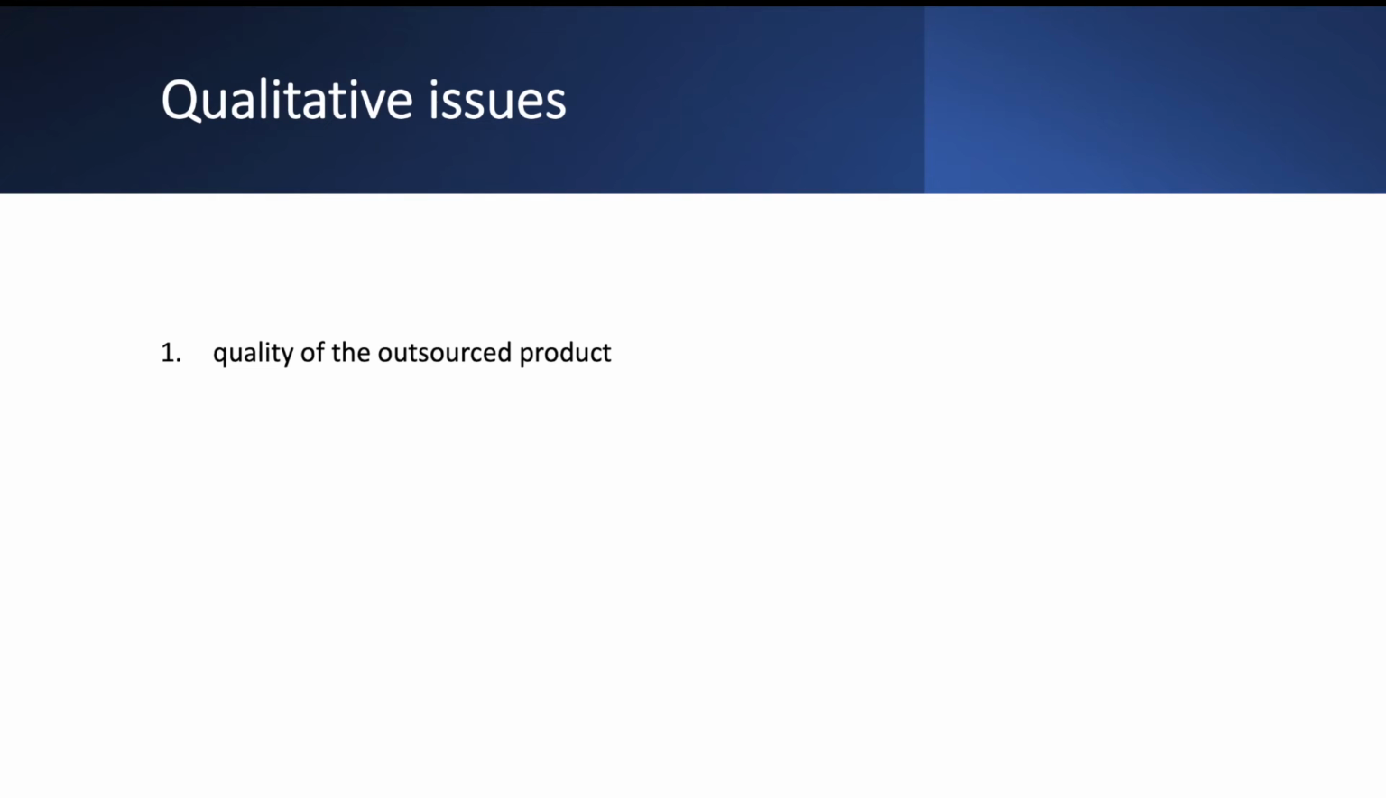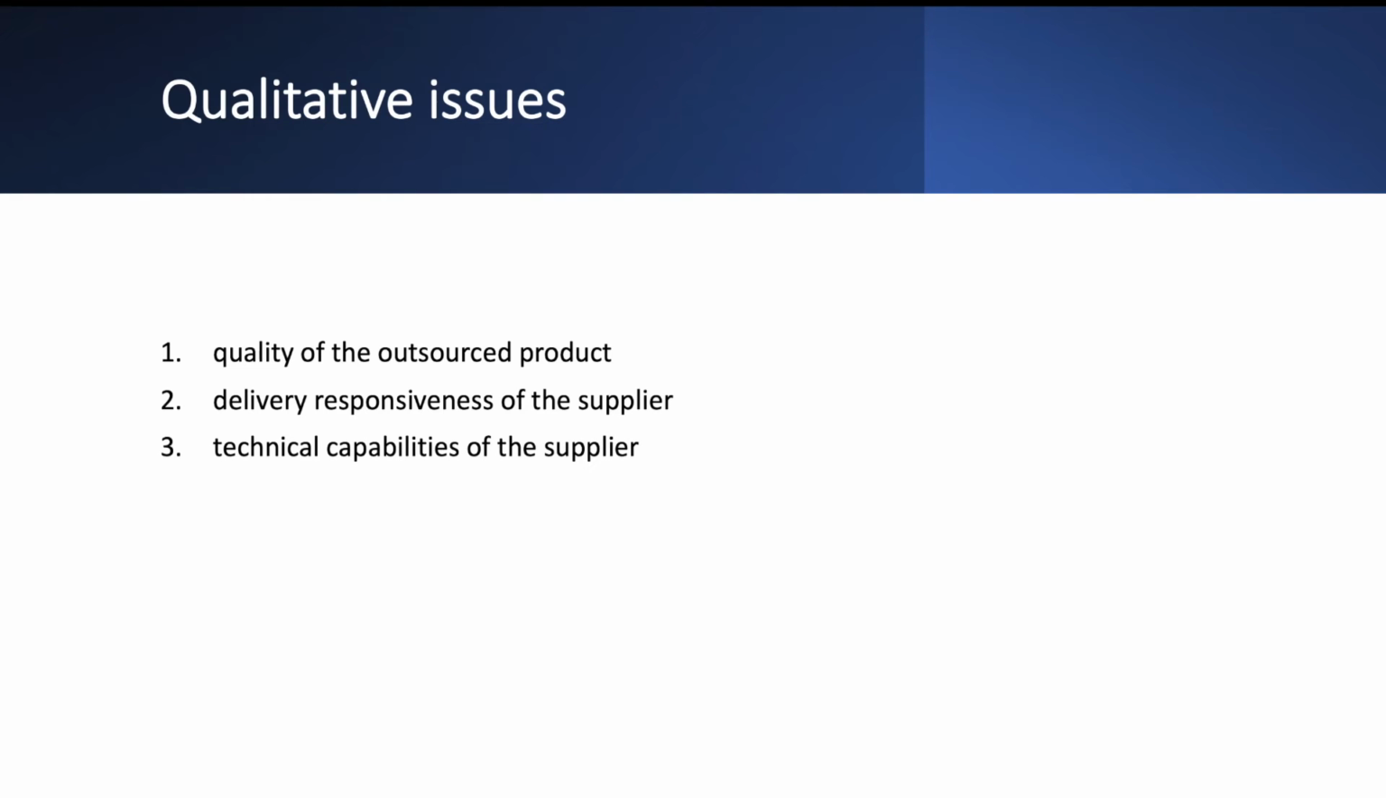Quality of the outsourced product. Delivery responsiveness of the supplier: whether the supplier can deliver the product, is responsive, is really reliable, and can deliver the product on time. Technical capabilities of the supplier: whether he is technically capable enough of pursuing that activity.